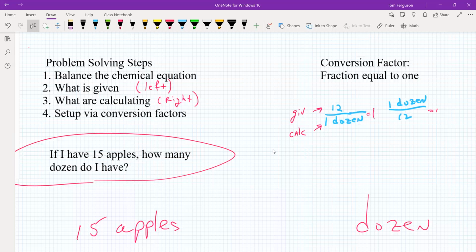So keep that in mind forever: the given needs to be canceled unit-wise. So for the units to cancel out apples, what has to be in the bottom? Apples. Otherwise, it won't cancel. And then we use the 12 apples per dozen. Apples cancel. Gives us what? Dozen. What are we trying to calculate? Dozen.